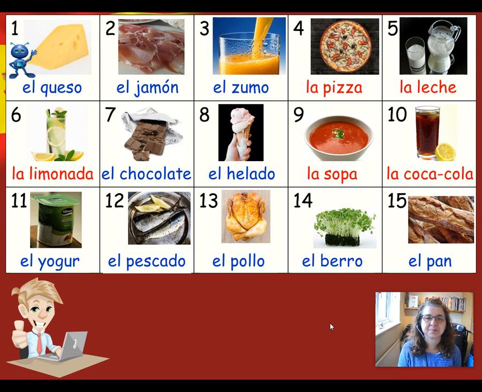El queso, el jamón, el zumo, la pizza, la leche, la limonada, el chocolate, el helado, la sopa, la Coca-Cola, el yogur, el pescado, el pollo, el perro, el pan.